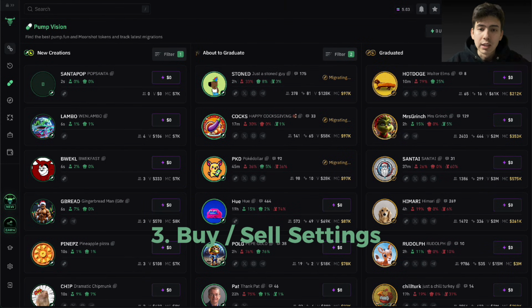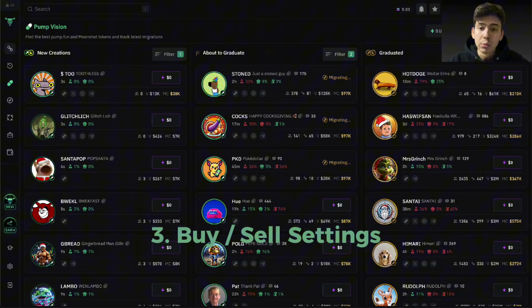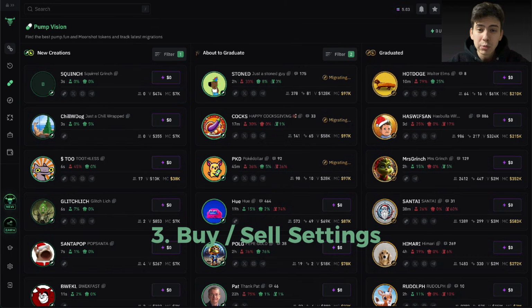So now let's talk about the buy and sell settings. Many people overlook this and they don't know exactly what to put in for those settings. Specifically, I'm talking about the fees.